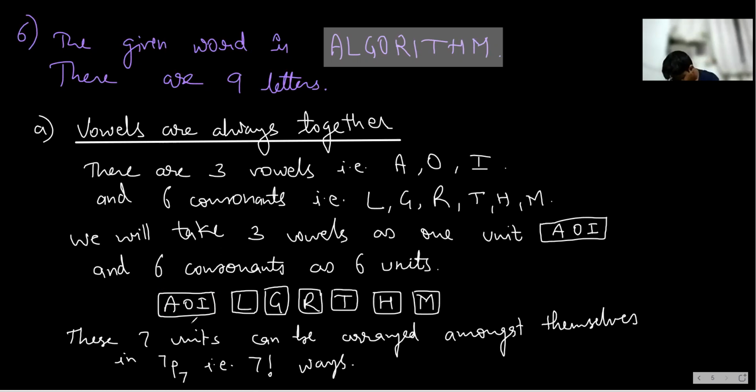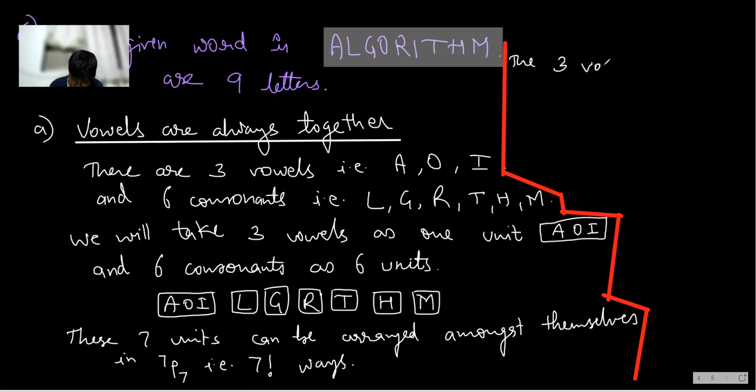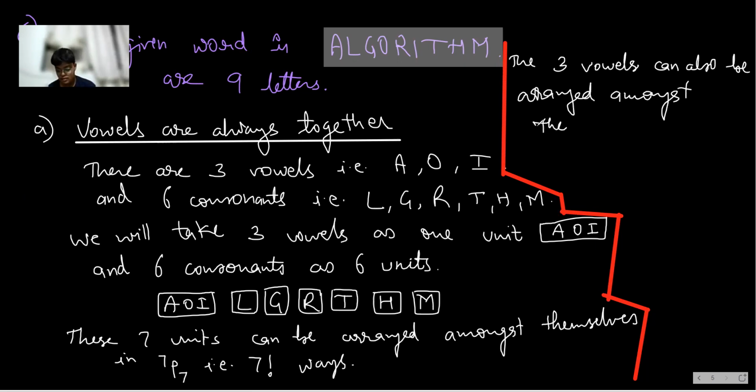So see, I will write. Now I will write, see, I will write: the three vowels can also be arranged amongst themselves in 3P3, that is 3 factorial ways.